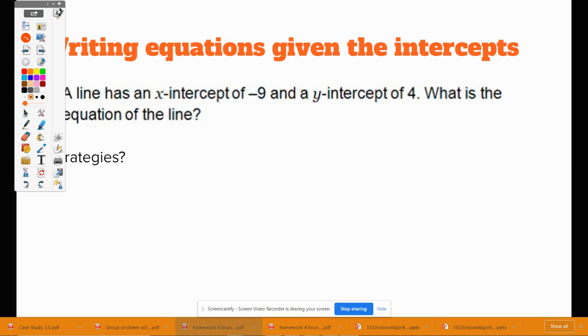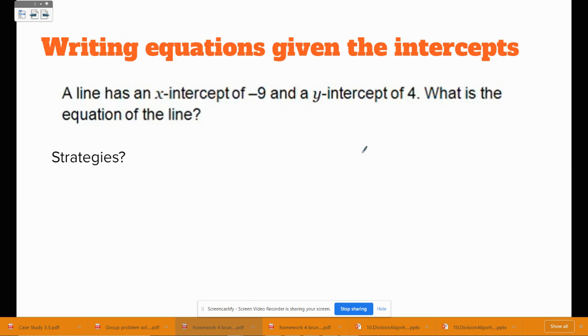Okay, more practice. We're going to write equations now that give you the intercepts. If they tell you that the x-intercept is -9, the y-intercept is 4, what is the equation? So what are your strategies here? I will have some students that will insist on graphing this.